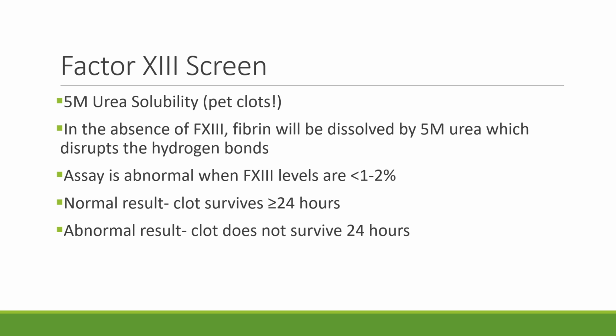The assay is abnormal when factor 13 levels are less than 1 to 2%. And a normal result will equal a clot surviving equal to or greater than 24 hours. And in the abnormal result, the clot would not survive the full 24 hours. And again, if you remember, we did this one in our student lab activity, your PET clots. And I'm happy to say that everyone survived this term.